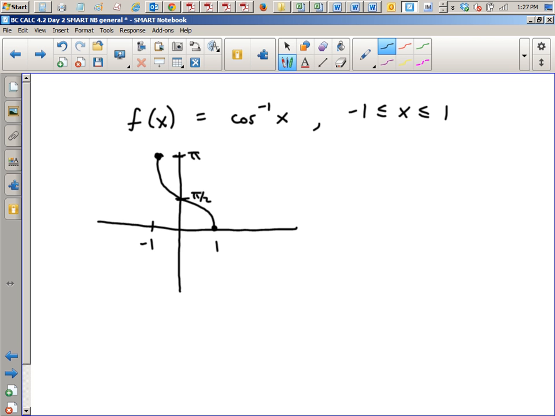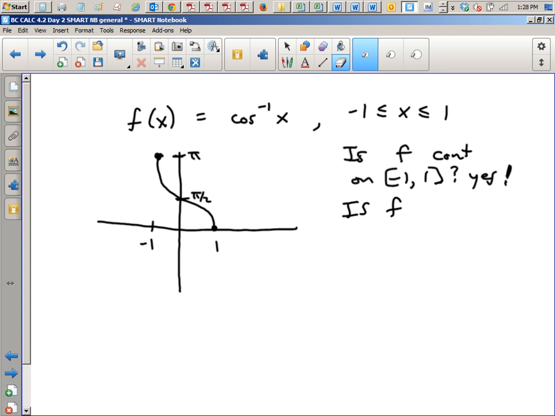Okay, so is f continuous on negative 1, 1? Yes. The domain of inverse cosine is negative 1 to 1, just like the range of cosine is negative 1 to 1. Okay, so that meets the first condition. Second condition is, is f differentiable on negative 1, 1? Now, it sure looks like it, but can't we just take the derivative to find that out?